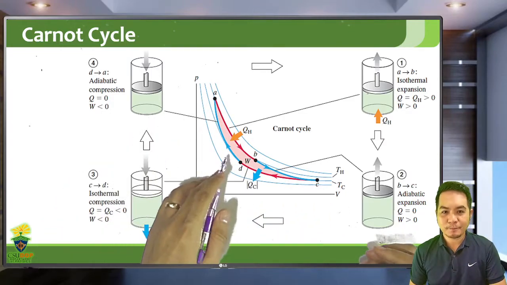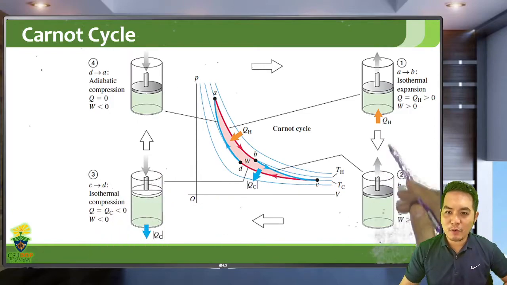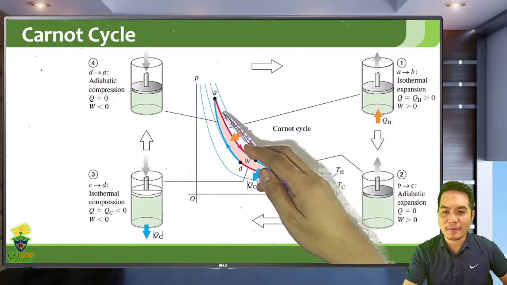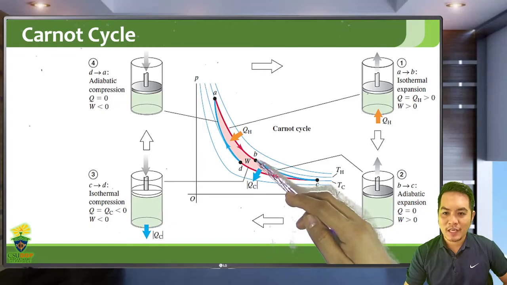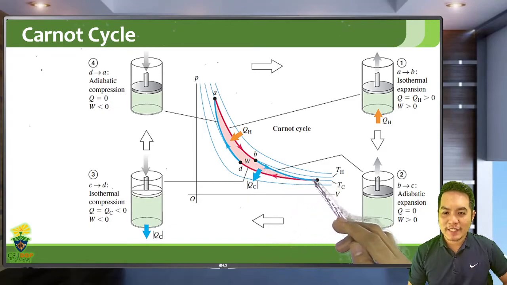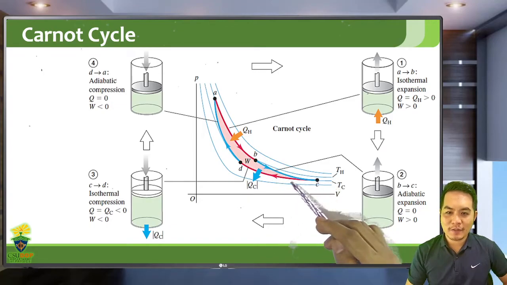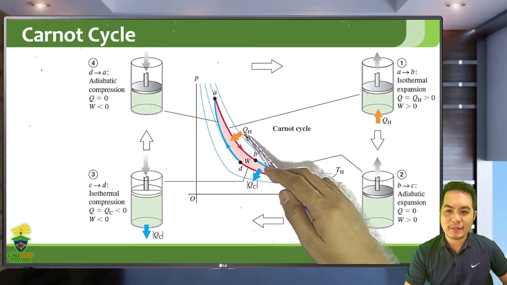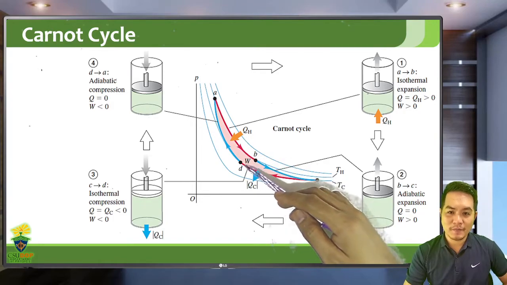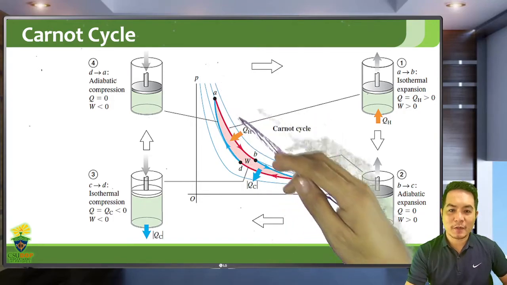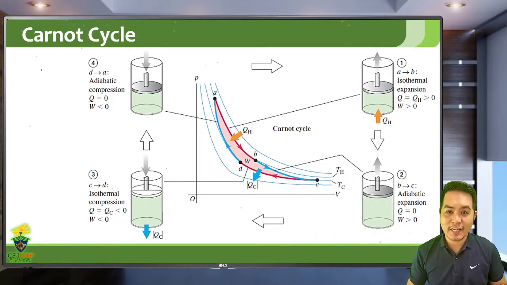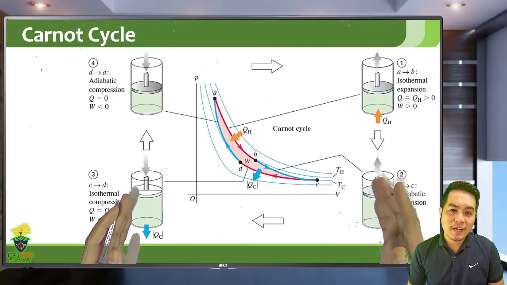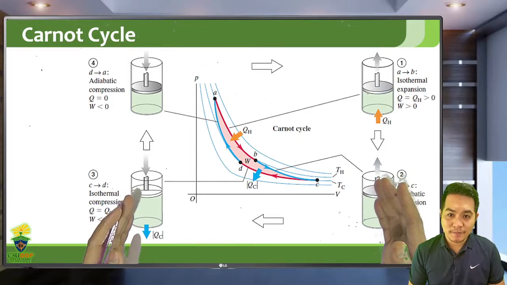So here, number one, from A to B is isothermal expansion. Then from B to C is adiabatic expansion. From C to D is isothermal compression, so it releases heat in this process. It absorbs heat from A to B in the isothermal expansion. And then from D to A is adiabatic compression. In the adiabatic process, again, no heat is involved. Now, this is the Carnot cycle for a Carnot engine.